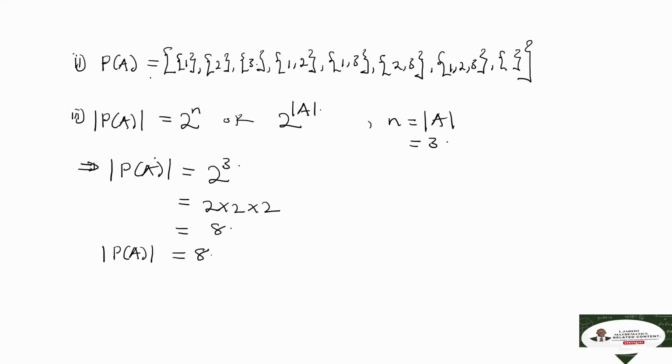Now, from the power set we have, let's try to count off. We have 1, 2, 3, 4, 5, 6, 7, and lastly 8. So there are 8 entries or 8 members or 8 elements in this power set of set A.